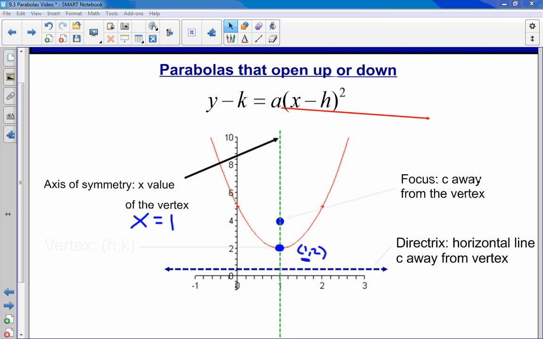So they're both C away from the vertex, but they're going in opposite directions. The focus, remember, is always inside of the parabola. The directrix is always a line that is outside of the parabola. Now, let's take a look closer at this C value.